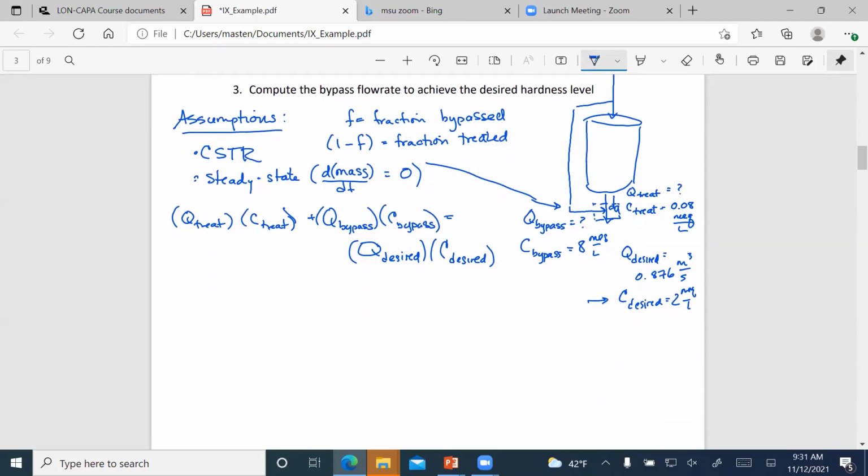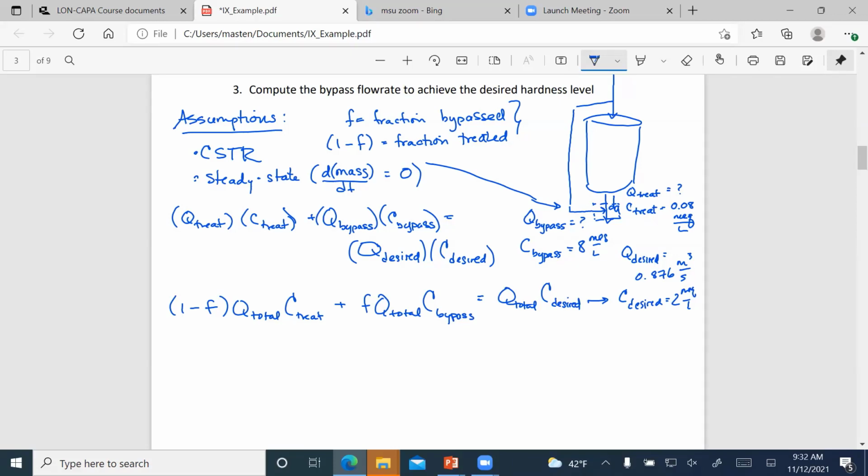I can substitute using these relationships here, where the treat is 1 minus F times Q total times C treat, plus F Q total times C bypass, is equal to Q total times C desired. So what have I done?